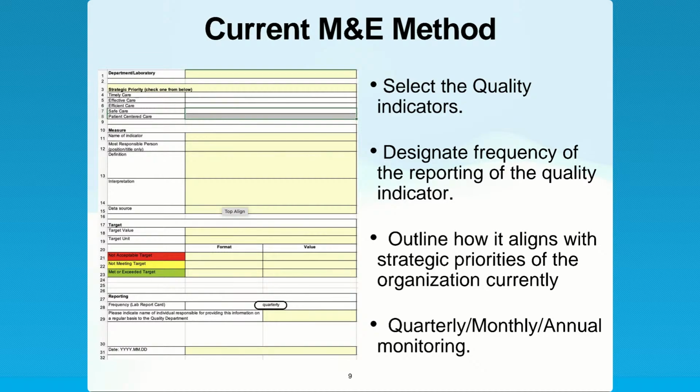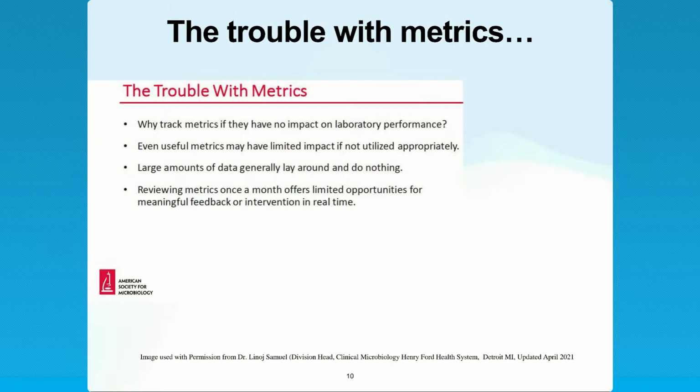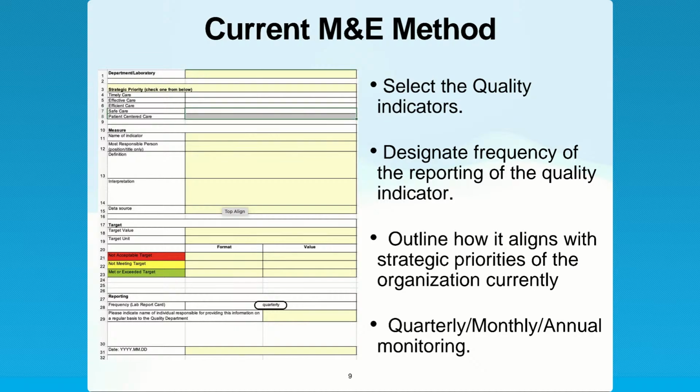So this was our quality indicator sheet that we used forever. It was quite embarrassing. I remember seeing this the first time. And one of the things that it has is the selection of the indicators. So you can put in whatever you want. It's a simple Excel sheet with very ugly yellow shading. It designates the frequency of reporting. So right here, it says quarterly. Oh, it goes to the next one. Sorry. It says quarterly.